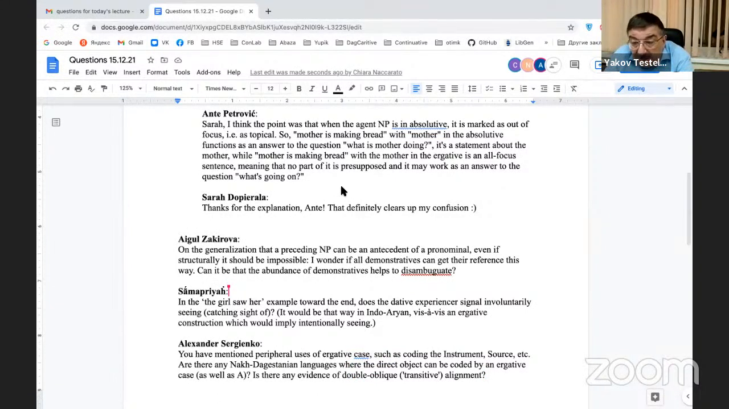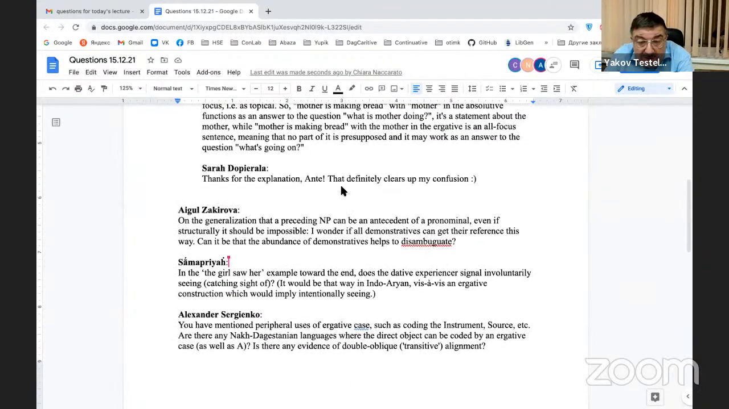Yes, there are many demonstratives and, being used anaphorically, they can get the necessary reference, but for some languages, including Kvarshi, it's not very easy to distinguish between pronominals and demonstratives.